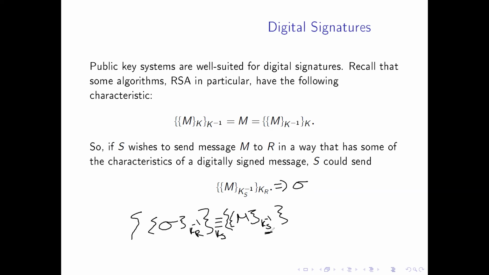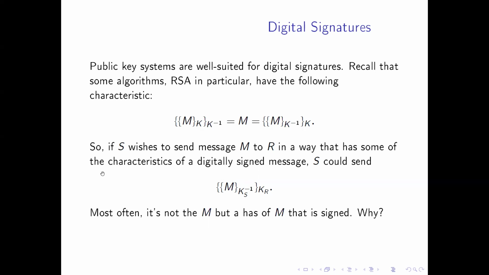See, my private key is still hidden. No one knows what it is. But my public key is available. If someone took my public key and applied it, then these two unlock each other and it just gives me M. So we're applying these functions to help ourselves unlock and undo these things.